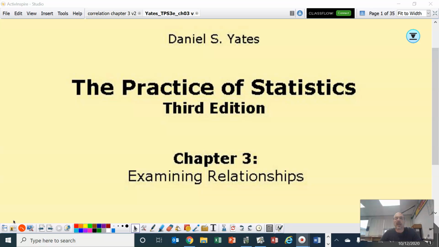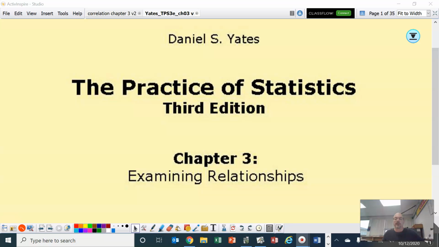We are starting chapter 3. We are going to be looking at examining relationships. This is the scatter plot chapter where we have our x and y axis and correlation and least squares regression line and all of those good things. All right, so we're going to go ahead and get started here.